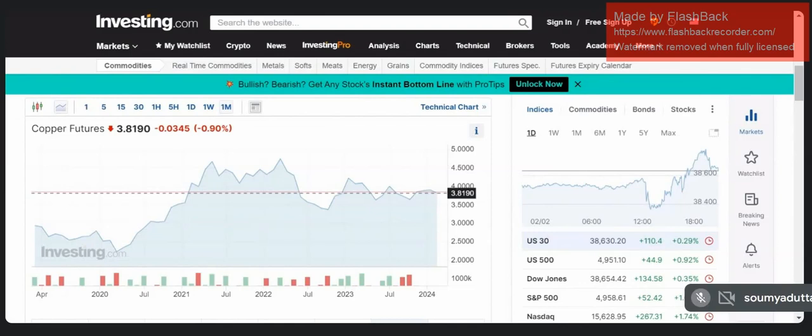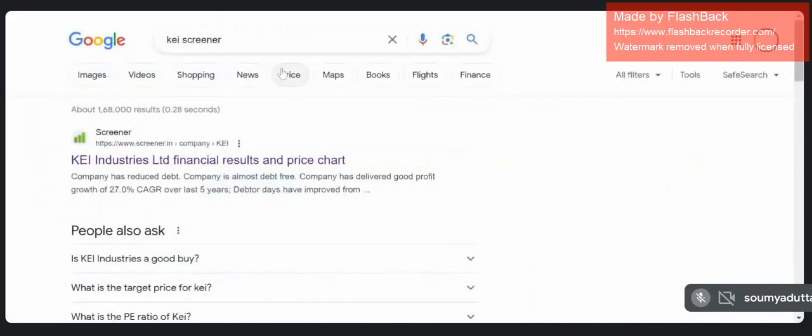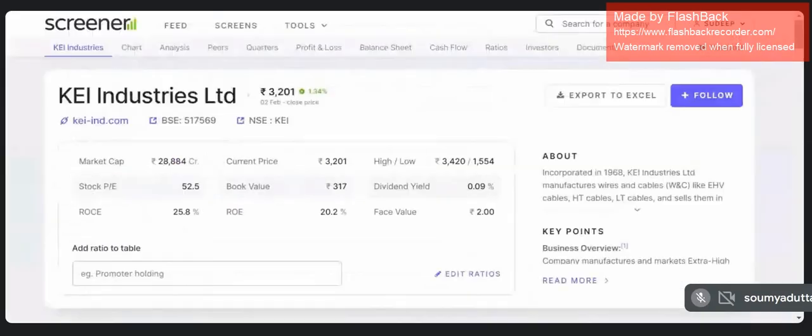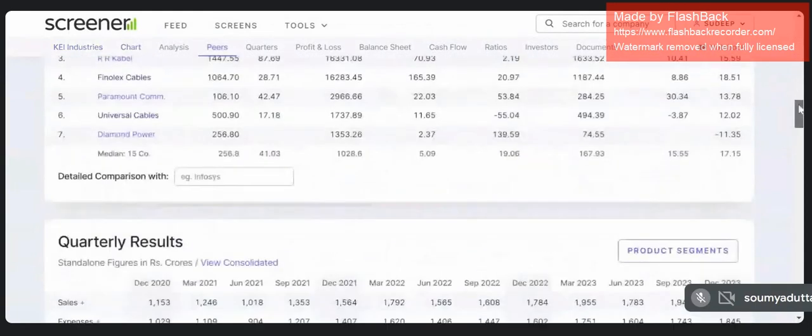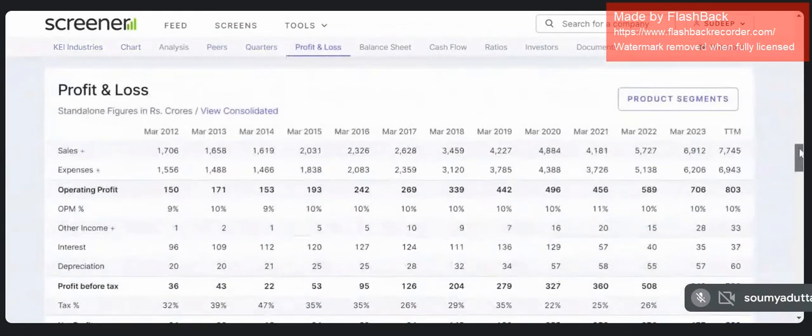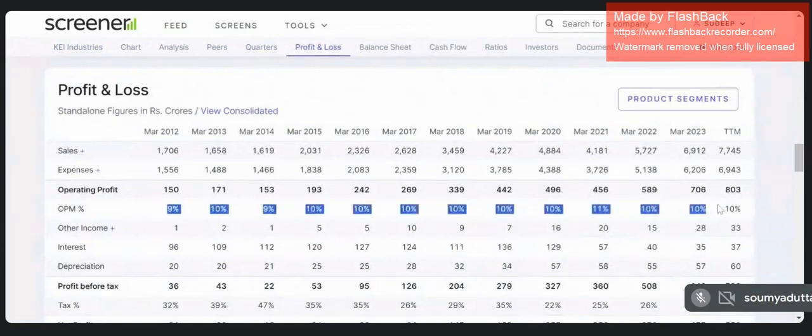Look, there are two types of companies. One is a cyclical company, the other is a non-cyclical company. For example, let's say KEI. Whatever happens, their margins do not get affected. See here, in the last 10 years, do you see any margin contraction anywhere? It is always 9, 10, 10, 11, 10, 11%. In between, prices have gone up, gone down, up, down.